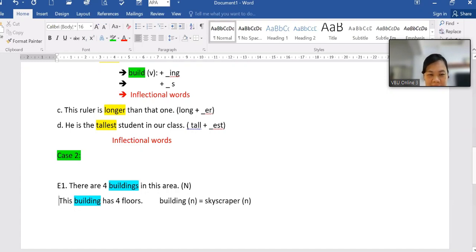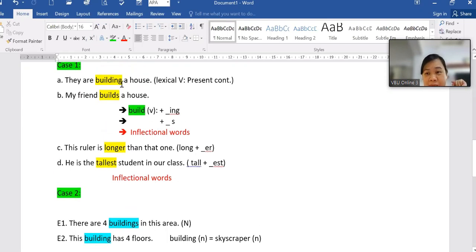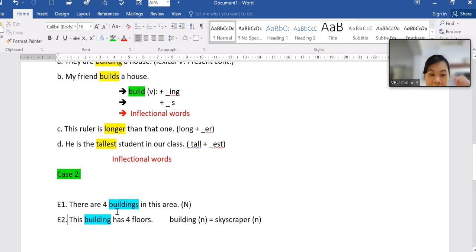This is E1 and this is E2. When you put -ing to create a new word, the first one, building, in this case, belongs to the grammatical meaning. You create the present continuous. In the other case, E1, you also put -ing, and that belongs to the noun. It means a synonym of skyscraper. So do you know skyscraper? Yes, the high building. It's the same building here.